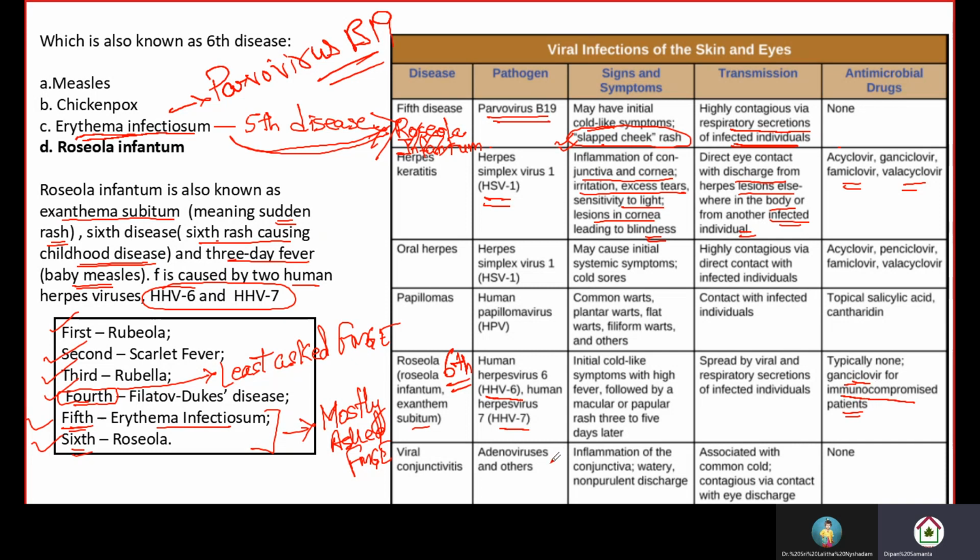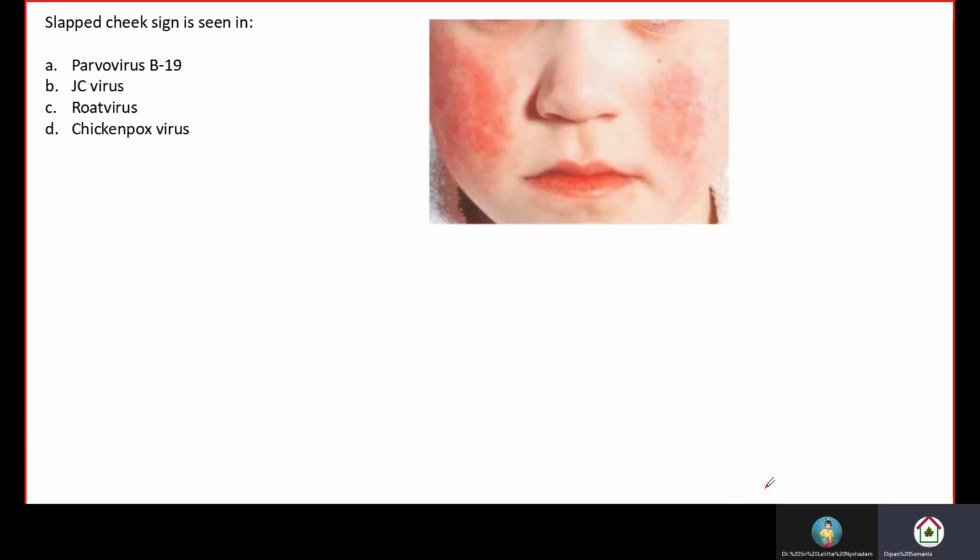And viral conjunctivitis. In viral conjunctivitis, adenovirus is the causative agent, with inflammation of the conjunctiva and watery non-purulent discharge. It is associated with the common cold, contagious via contact with eye discharge. So these are the viral infections of skin and eyes. Next question.